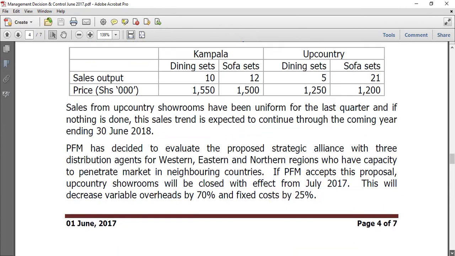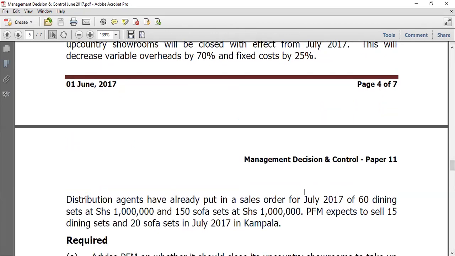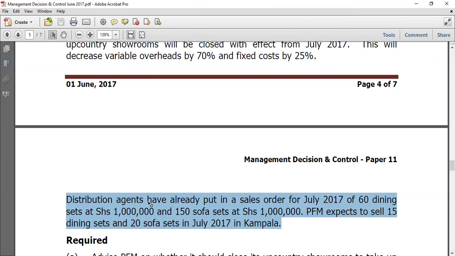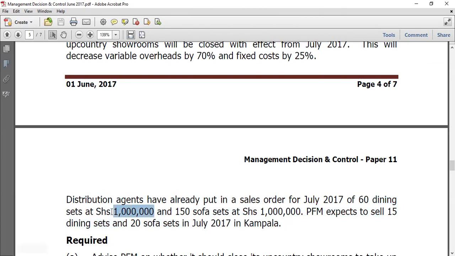But when it comes to the sales, I also need to highlight this. After we've made the decision, we should consider using this information, where they're telling us that the distribution agents already have put in a sales order for July 2017 of 60 dining sets, at 1 million. So this will be your revenue for up country: 60 times 1 million, and then the 150 times 1 million as well. They're also giving you how much they expect to sell in Kampala. So you're able to use this after you've made a decision. You're able to compare the two profits before and after, and then easily make the decision.